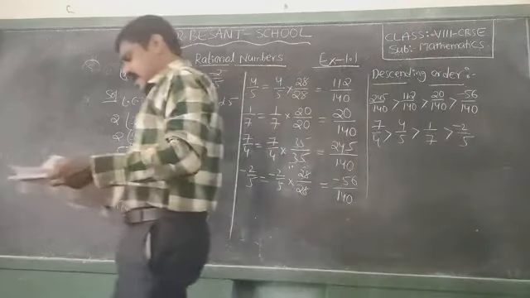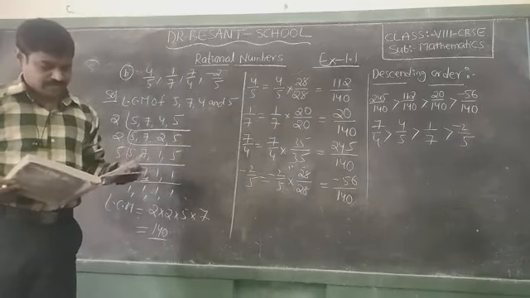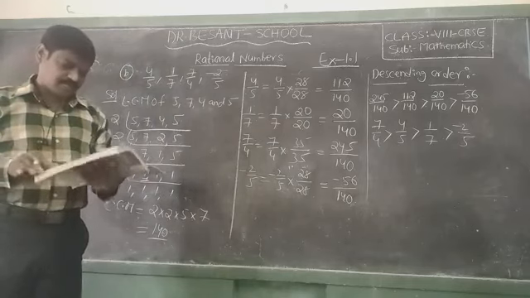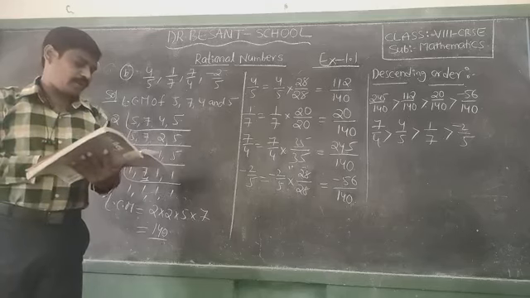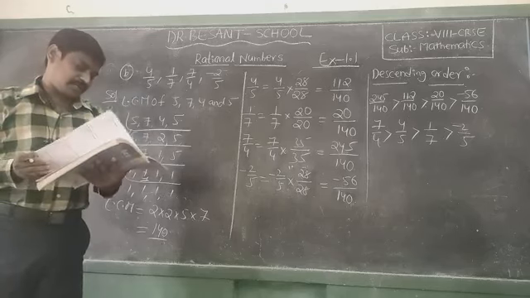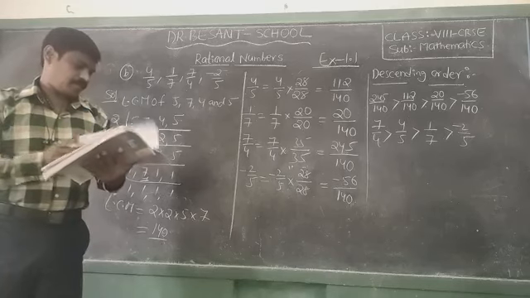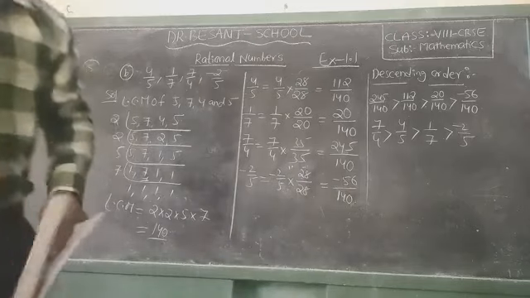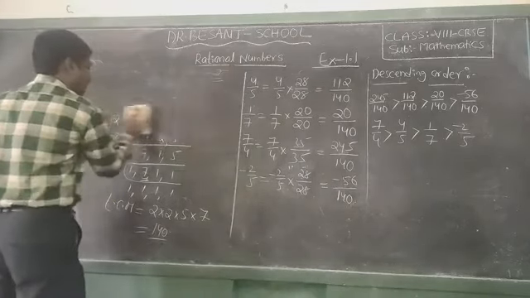Next, properties: Ishwara sir has already explained properties of rational numbers. Okay. Next, this is exercise 1.1. Next we will discuss exercise 1.2 in another class. Okay. This is my today's class. I hope you understood very well.